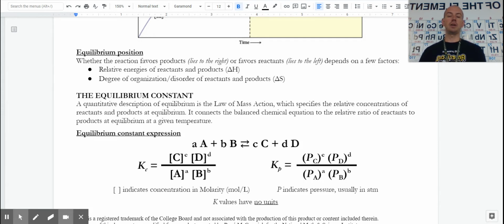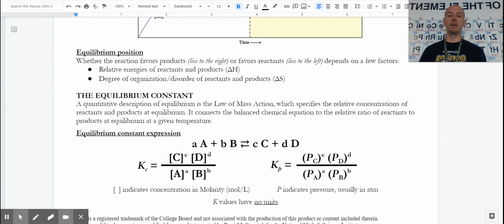So we have a general equation here that a A and b B make c C and d D. The small a, b, c, and d would be the coefficients that go with that. So when we write an equilibrium constant expression, we are putting products on the top and reactants on the bottom, so that our numerator is C and D, our denominator is A and B. It was found that if you just did that, that ratio wasn't always the same. It depended on how much you started and ended with.